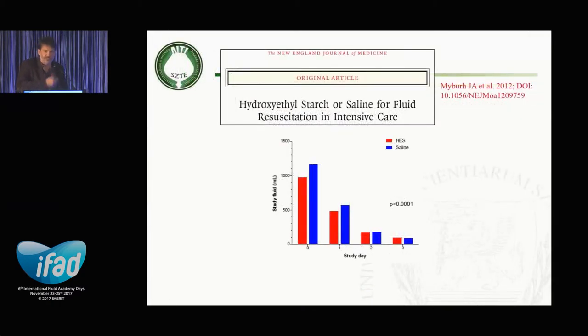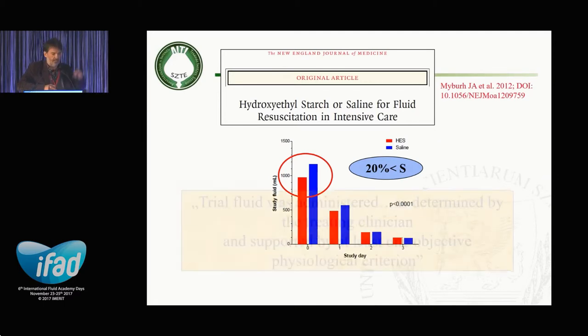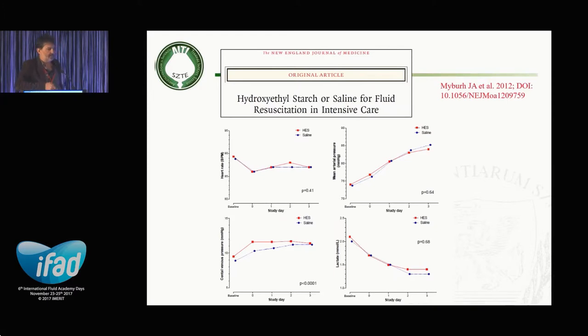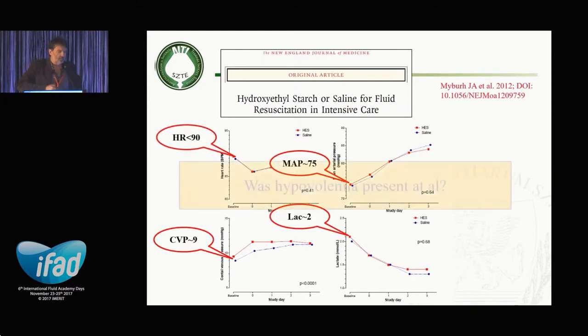The CHEST study from New Zealand and Australia included thousands of patients. Again, only 20% more saline was administered to these patients during resuscitation. Read the methods. What does it say? Trial fluid was administered as determined by the treating clinician and supported by at least one objective physiological criterion. What were these? It was mean arterial pressure, heart rate, and CVP and lactate.